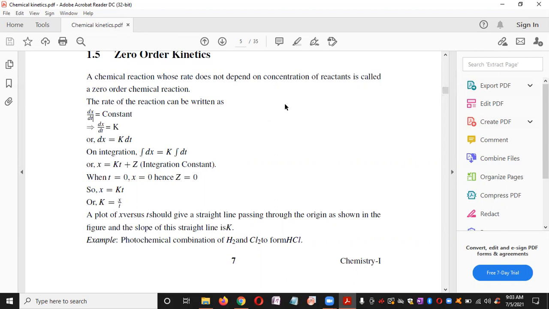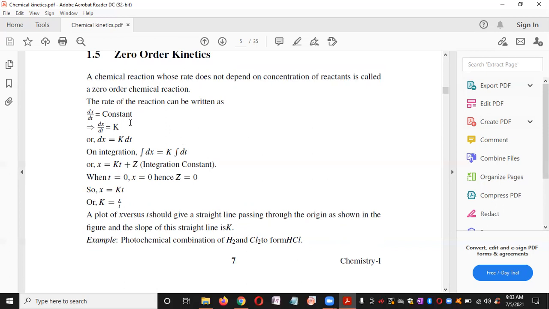The rate of reaction is directly proportional to A power 0. If you change the concentration of reactant by 10 times, 10 power 0 is 1. If you change the concentration of the reactant by 2 times, 2 power 0 is also 1. So that means the rate of reaction is independent of the concentration of the reactant. Such reactions are known as zero order reactions.